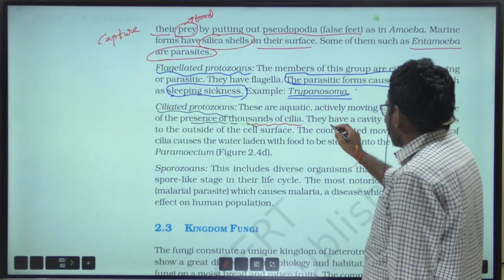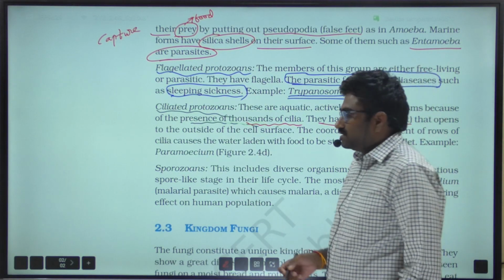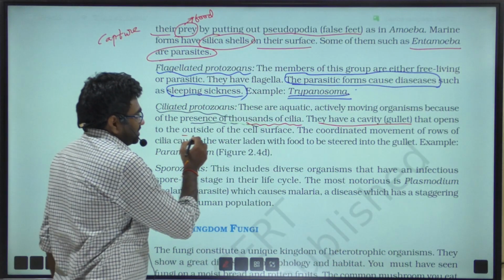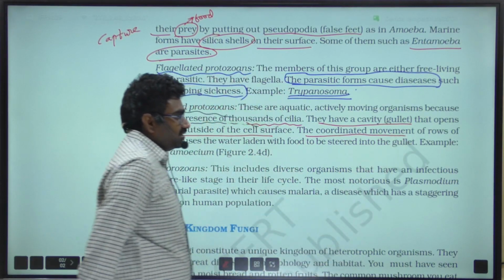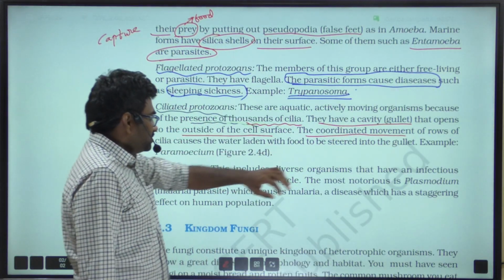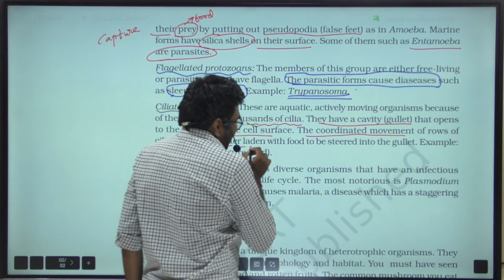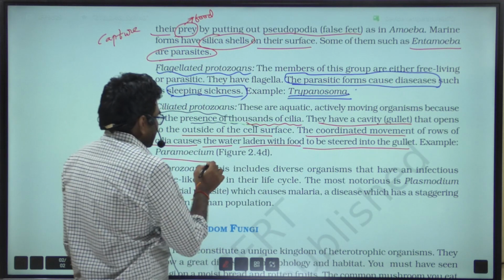So they have a cavity, that is gullet. They have a cavity, gullet, and that opens to the outside of the cell surface. So the coordinated movement, very important. The coordinated movement of rows of cilia causes the water laden with food to be steered into the gullet. Example, paramecium.